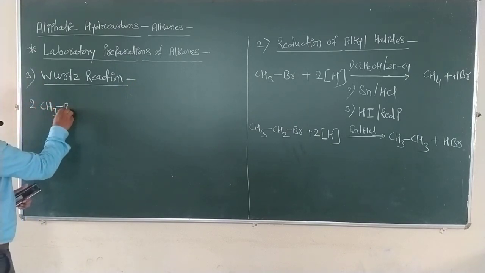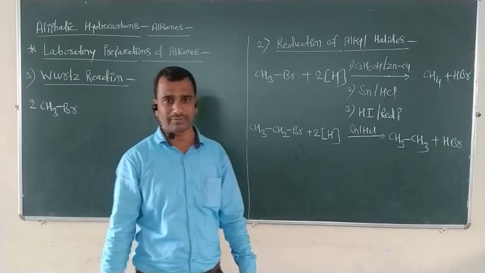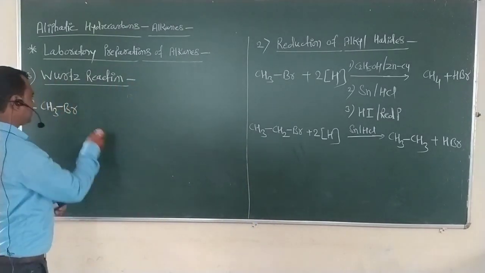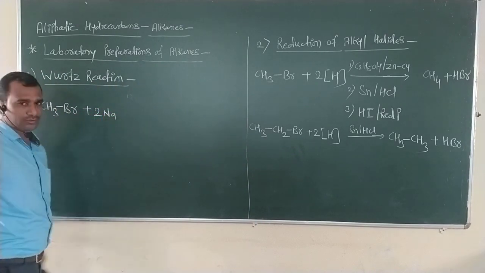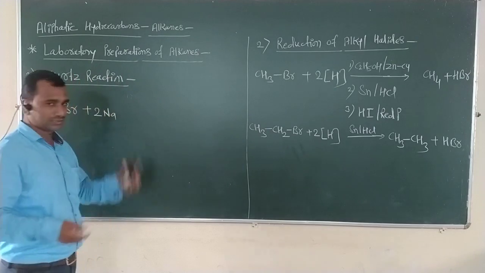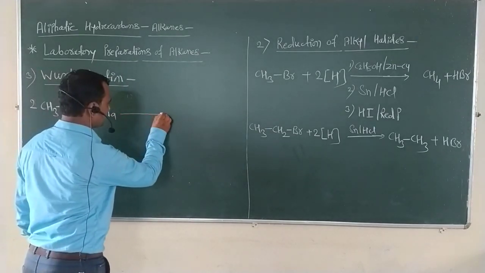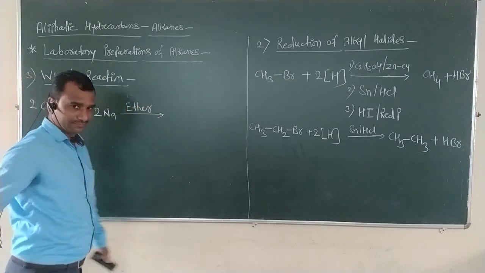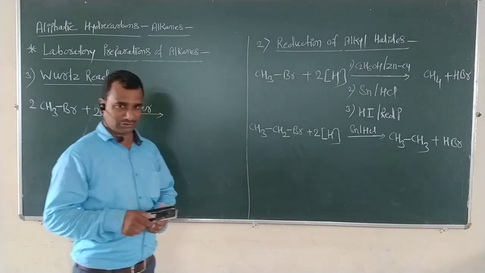I take, for example, 2 moles of methyl bromide. These 2 moles of methyl bromide can react with pure sodium metal. I take 2 moles of sodium metal. So, these 2 moles of alkyl halide react with 2 moles of sodium metal in presence of one solvent, that is called pure dry ether. This is the solvent.